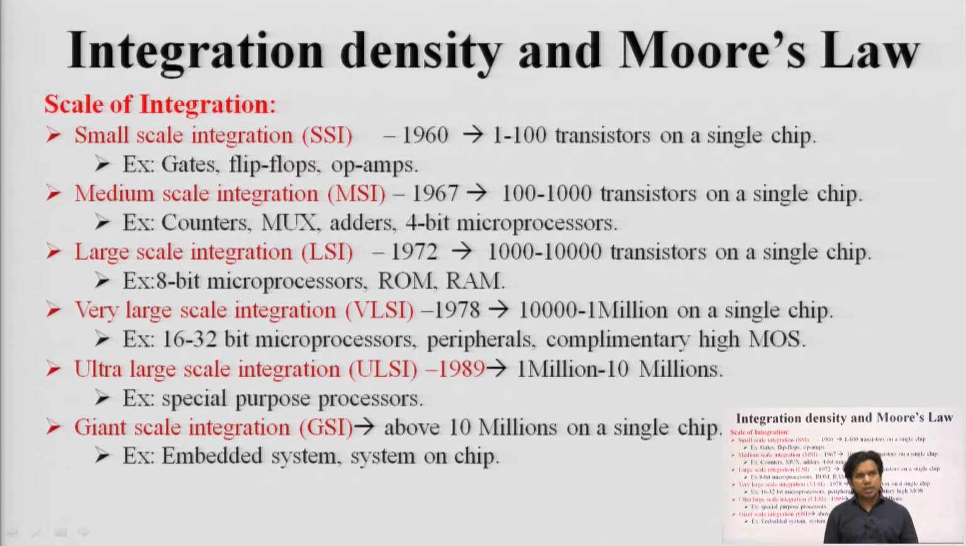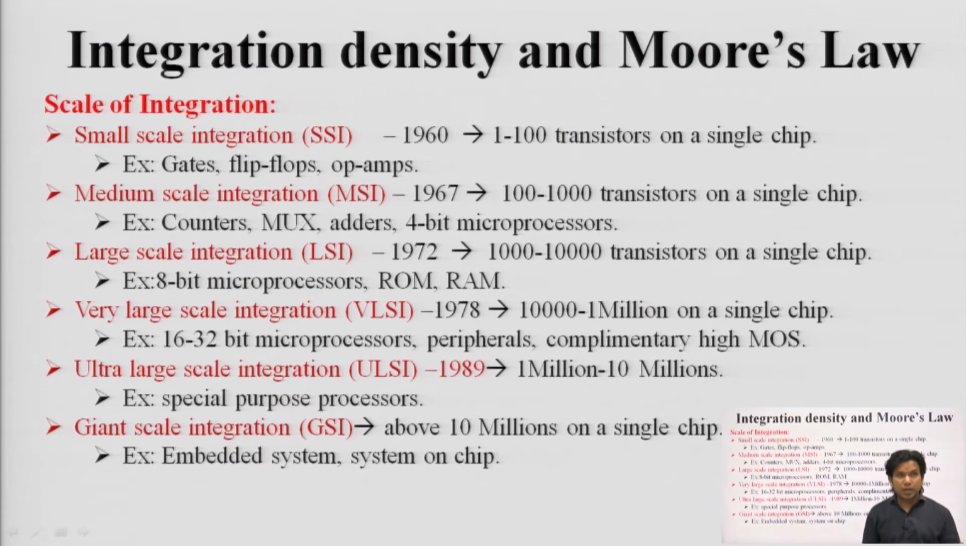So, now you can see that in small scale integration we are having a very limited number of transistors. The number of transistors can range from 1 to 100 on a single chip, and for example, you can say logic gates or a flip flop or op amp can be considered under this small scale integration. Similarly, medium scale integration has more than 100 transistors, and it can be up to 1000 transistors on a single chip.